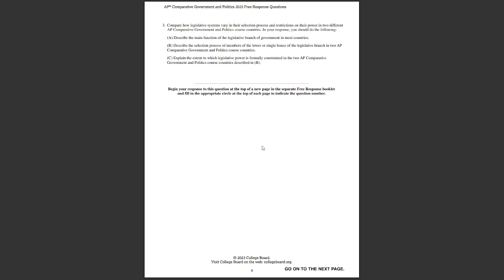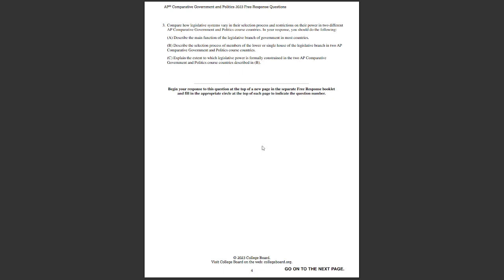B. Describe the selection process of members of the lower or single house of the legislative branch in two Advanced Placement Comparative Government and Politics course countries. So the lower house would be, in the United Kingdom, the House of Commons, the Duma in Russia, and in Nigeria, that would be a lower house. The Chamber of Deputies in Mexico, and then Iran is the single house, the Majlis, and the People's Congress in China is also a single house.